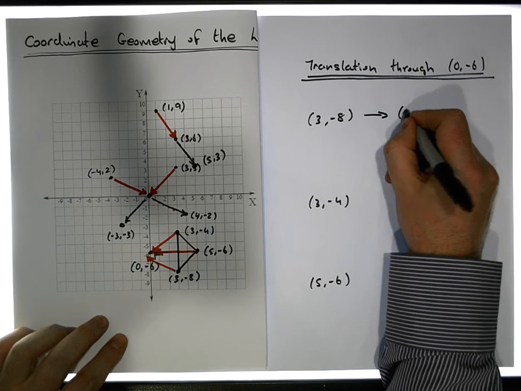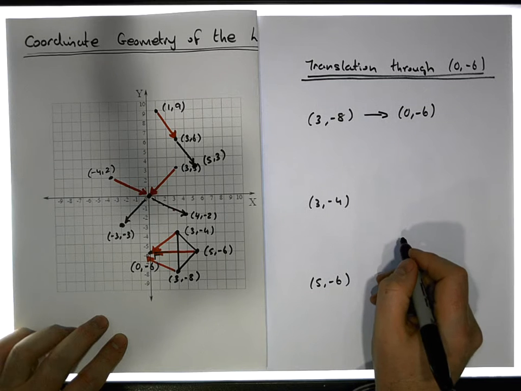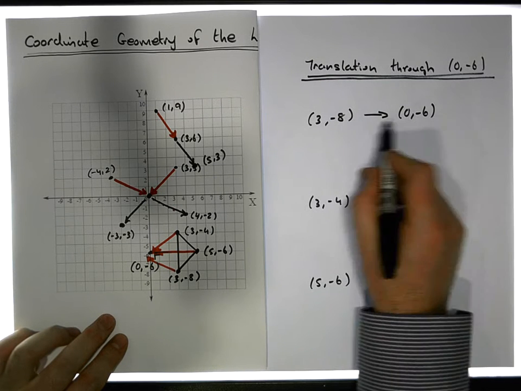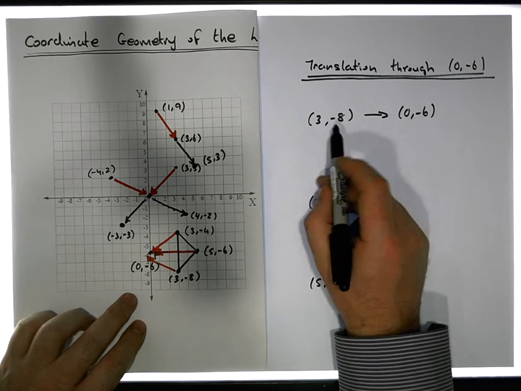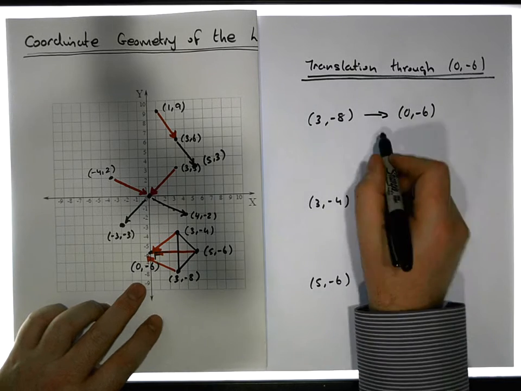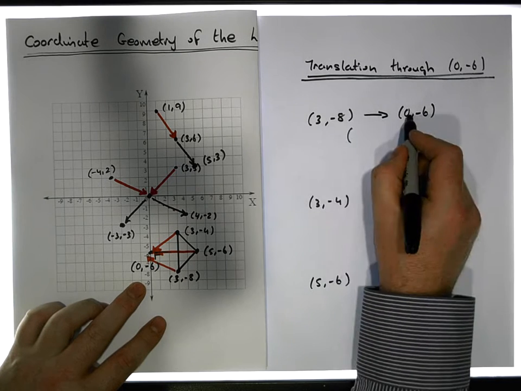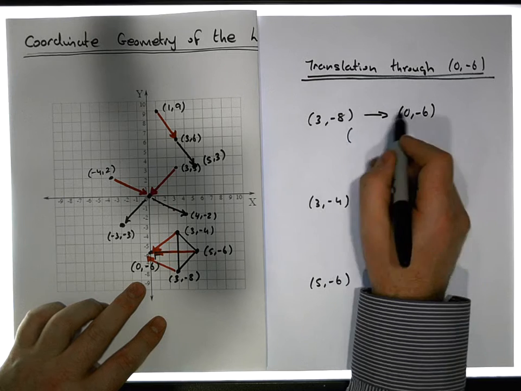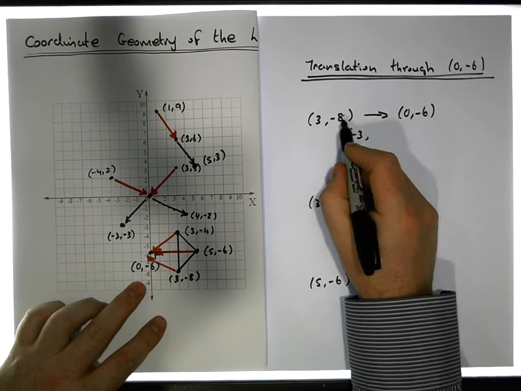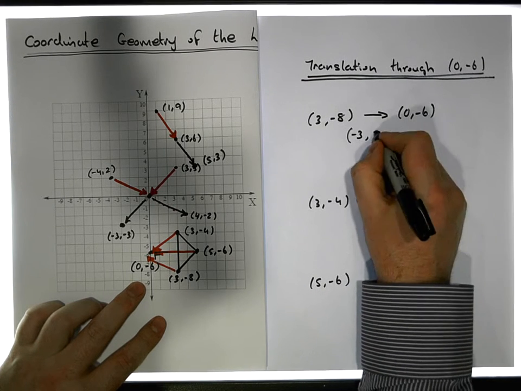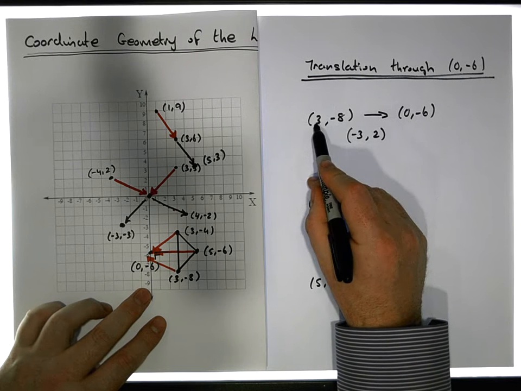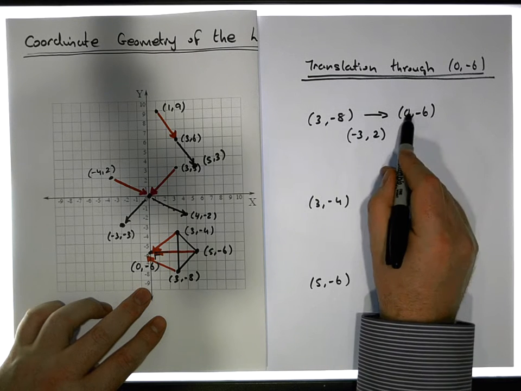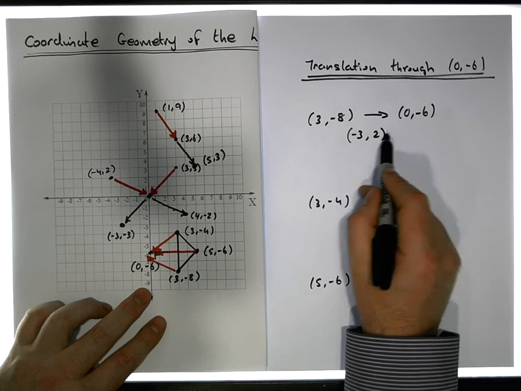So that has to go through (0, -6), okay? Now, to go through (0, -6), what we need to add on here is, well, how do I get from 3 to 0? To get from 3 to 0, I add on -3. To get from -8 to -6, I add on 2. So the effect here is that to go from (3, -8) through (0, -6), we need to add on this particular quantity here.